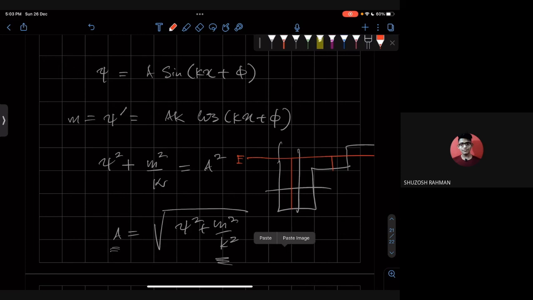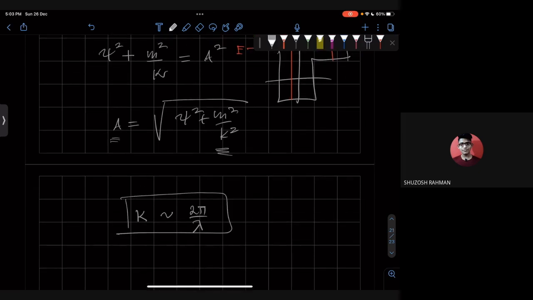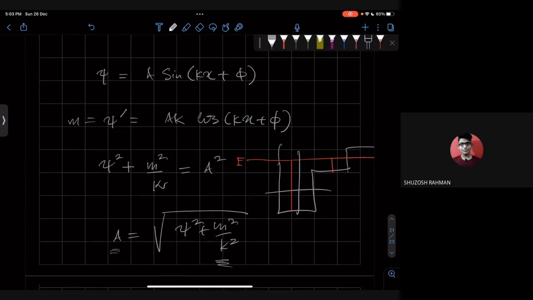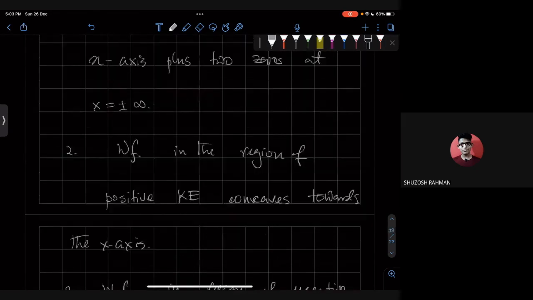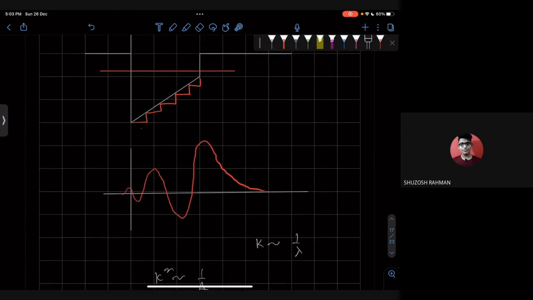So that is one thing. The other thing is that k is also the wave number. So roughly speaking, k is given by 2 pi by the local lambda. So if k is large, then the wavelength is small. If k is small, the wavelength is large. So those are the things that we took into account. For example, we derived this wave function, right? Here, the kinetic energy is small, the wavelength is large, as well as the amplitude is large. The kinetic energy is large here, the wavelength is small, the amplitude is small, okay?